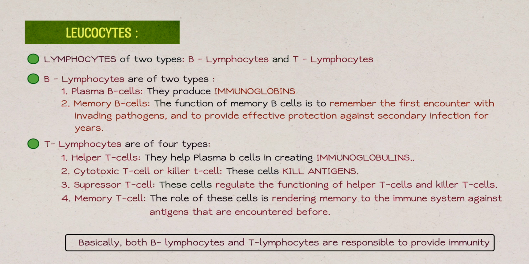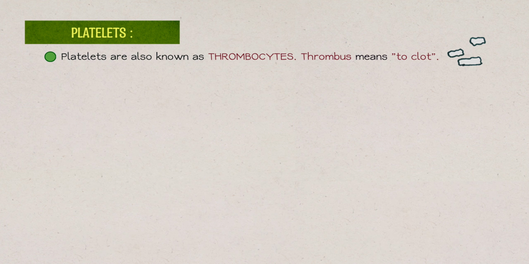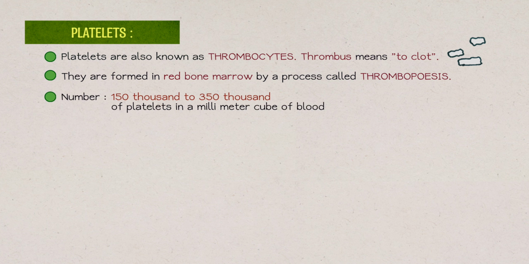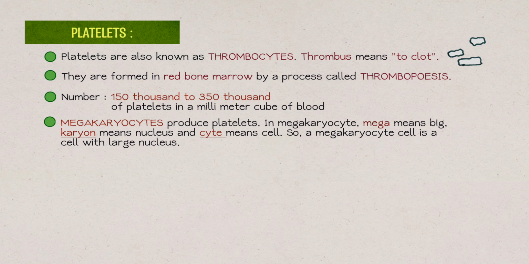Now finally, we will discuss about platelets. Platelets are also known as thrombocytes, where thrombus means to clot. It is formed in red bone marrow by a process called thrombopoiesis. There are around 150,000 to 350,000 of platelets in a millimeter cube of blood. The cells that produce platelets are called megakaryocytes. In megakaryocyte, mega means big, karyon means nucleus, and cyte means cell. So, a megakaryocyte cell is a cell with large nucleus.